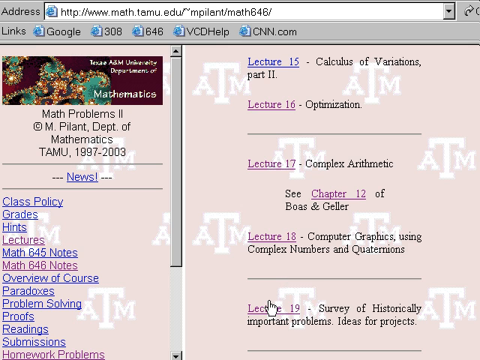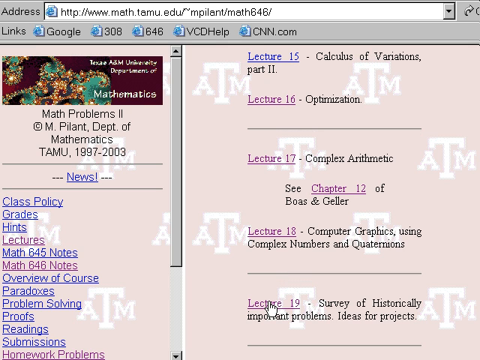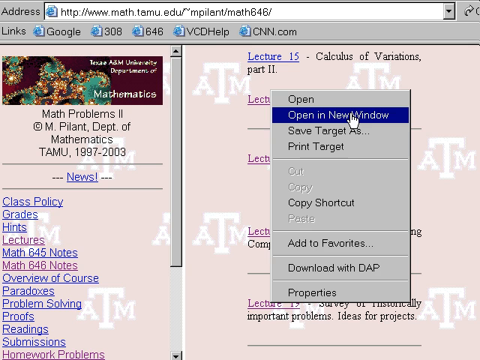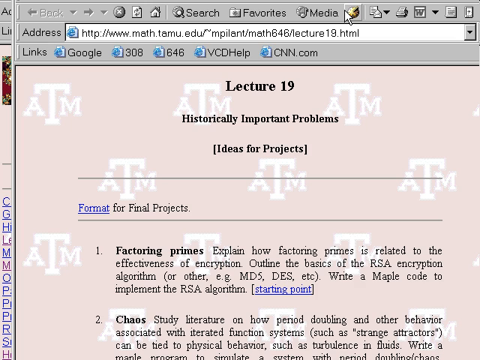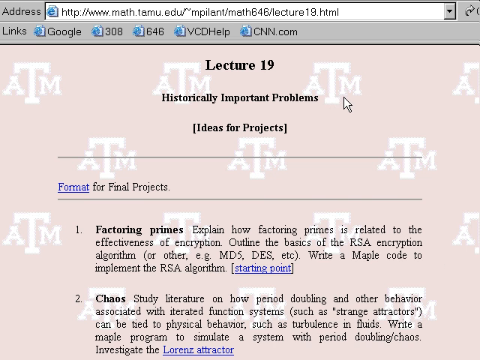What I'd like to do today is to look at Lecture 19, which is an overview of 10 problems that I more or less picked up at random, either because I knew something about them or was particularly interested in them. Now these are going to be suitable for your final project.